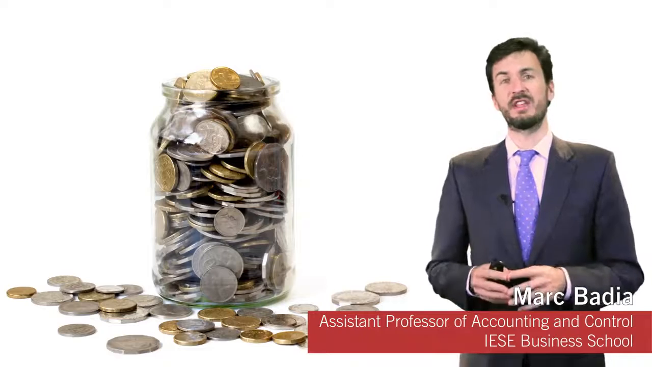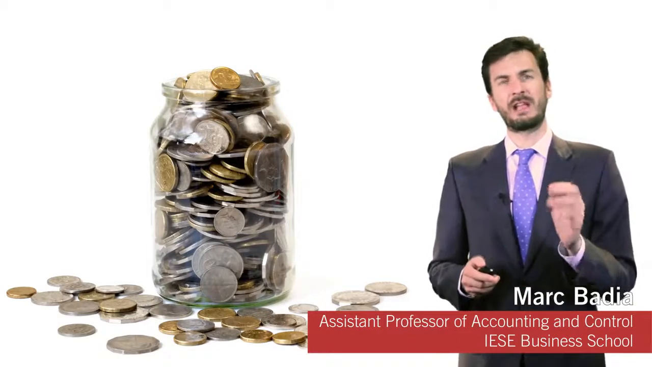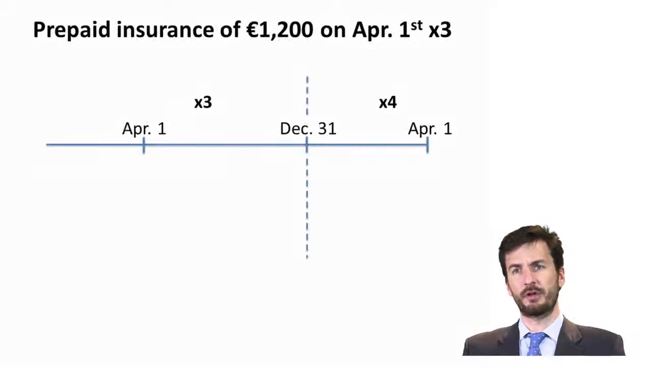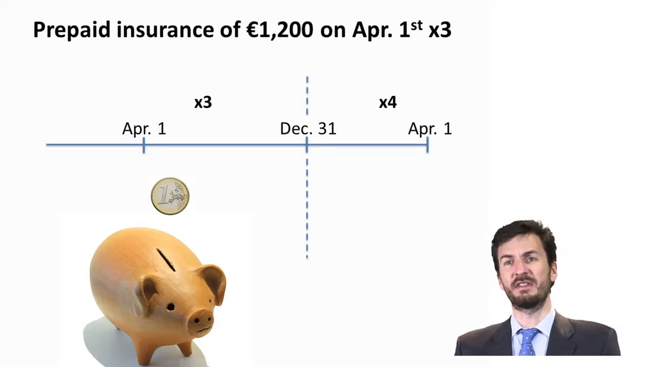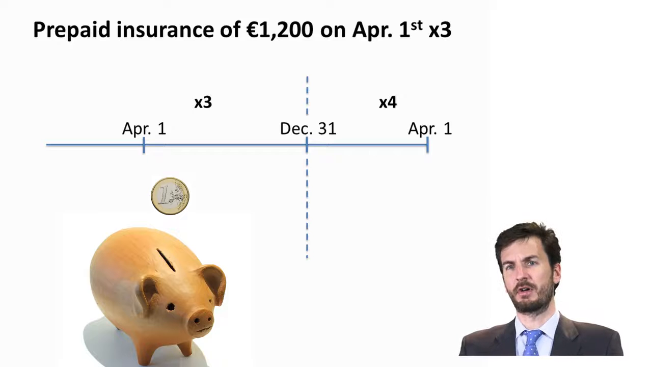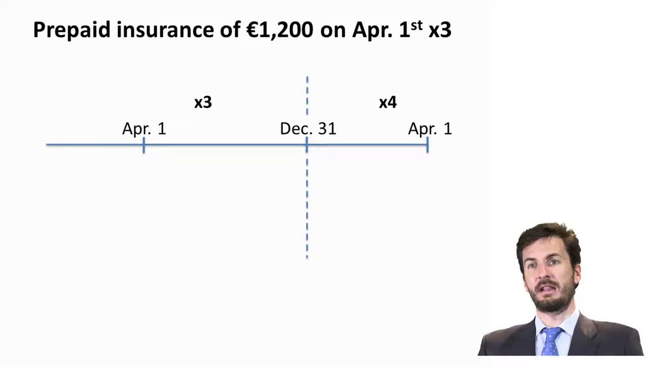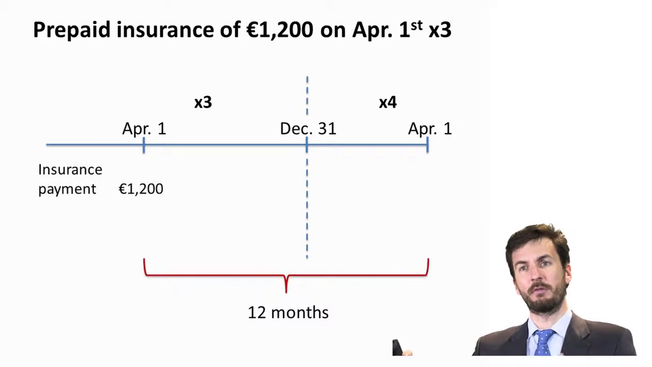In this video I'm going to explain how to account for a few transactions that illustrate very well accrual accounting at work. First, let's imagine that on April 1st of year X3, the campus bookstore purchases a multi-risk insurance to protect the business against thefts, against fire, and many other risks you can have in a normal business. The campus bookstore prepays 1,200 euros on April 1st, and this amount will cover the company for 1 full year.